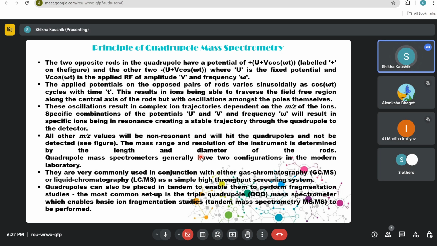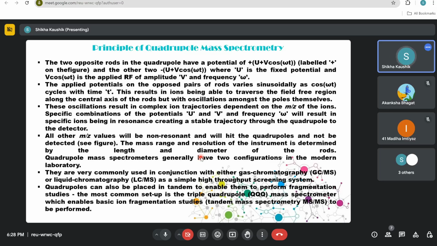The most common setup in triple quadrupole mass spectroscopy enables basic ion fragmentation study, tandem mass spectroscopy, mass by mass, MS by MS, which is to be performed. So you have QQQ. If I explain this in simple language, what is happening here?